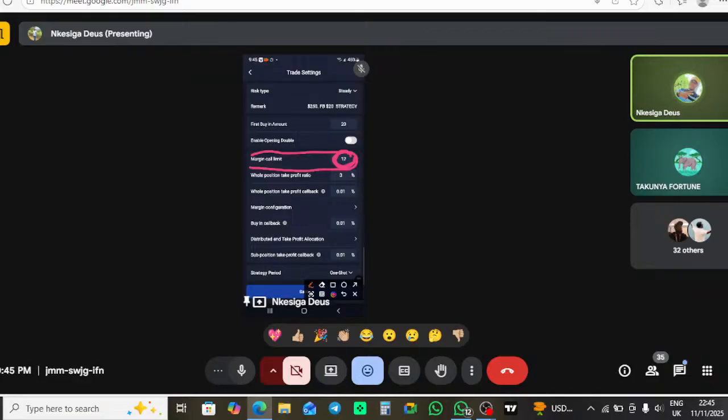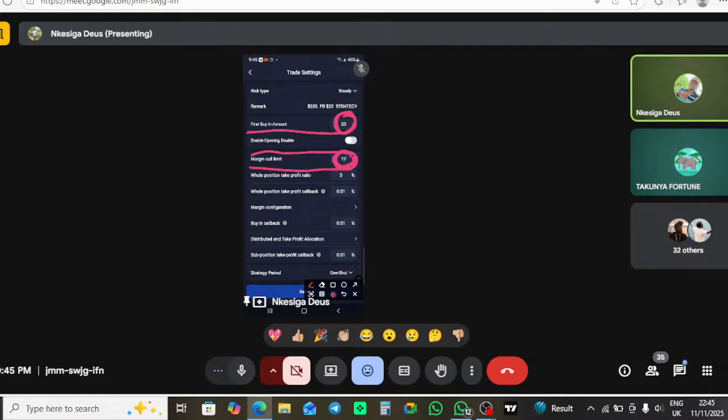Using how much? First buy. It is the money that you will be multiplying 12 times. If I put 20, meaning I'm going to buy 20 times 12. Come on, guys.